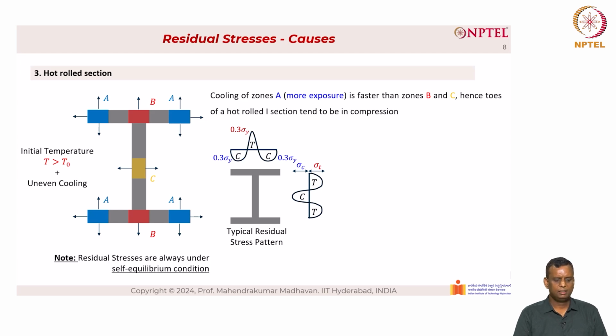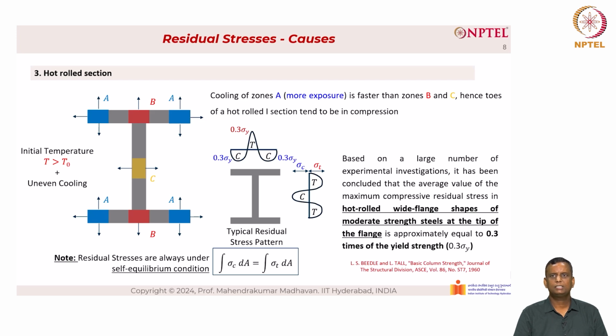So we need to understand that the residual stresses are always under self-equilibrium condition, which means that the integral of compressive force, integral of sigma c into dA, is equal to the integral of sigma t into dA, which is equal to the tensile force. So based on a large number of experimental investigations, it has been concluded that the average value of the maximum compressive residual stresses in hot rolled wide flange shapes of moderate strength steels at the tip of the flange is approximately equal to 30% of your yield strength. This is based on the research carried out by Tall and Beadle at Lehigh University, whose publication is shown at the bottom of the slide.